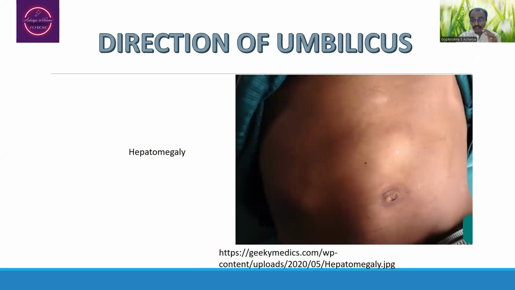Here, the direction of the umbilicus will be observed. When the direction of the umbilicus is downwards, it is indicative of the person suffering from a swelling related to the upper abdominal region, for example the liver, spleen, or gallbladder.